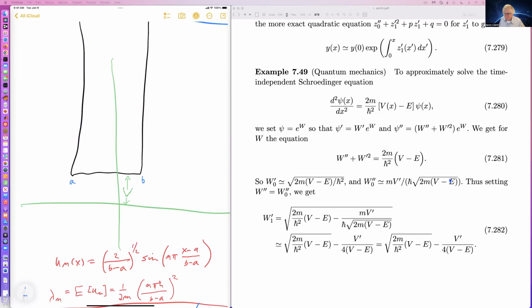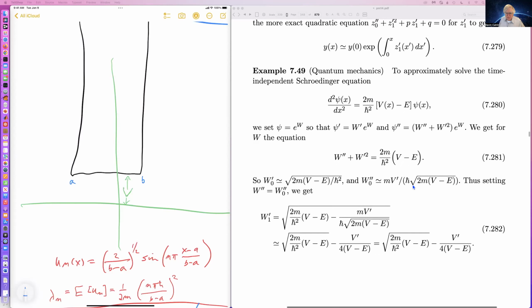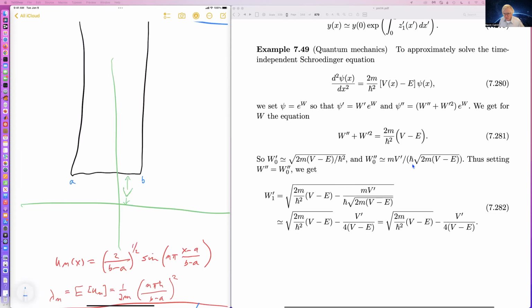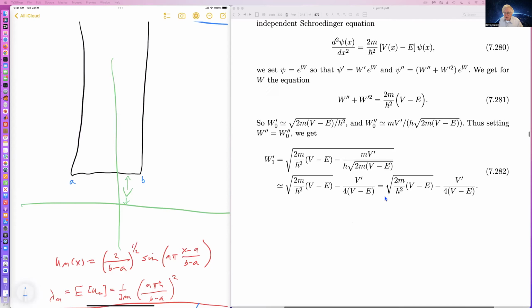And so then when we substitute into this equation, what we have is that w1 prime is the square root of this minus w double prime, and w double prime then is w0 double prime, and so that's this thing, and we then get our approximation w1 prime then is this big square root.